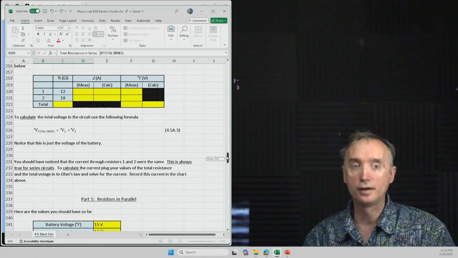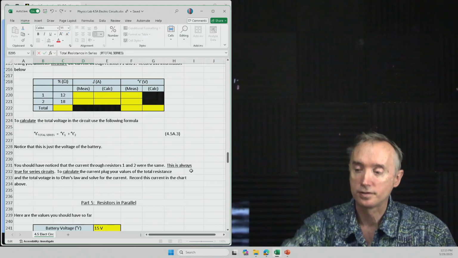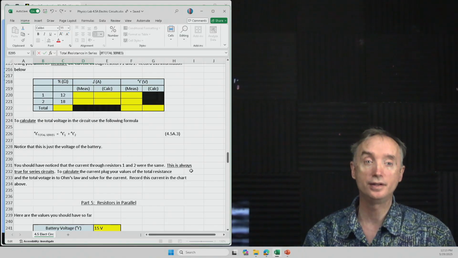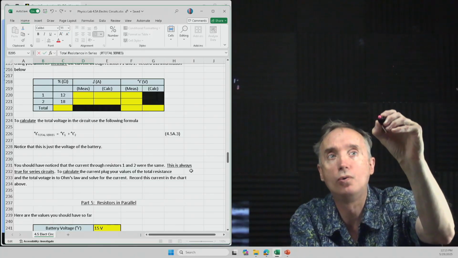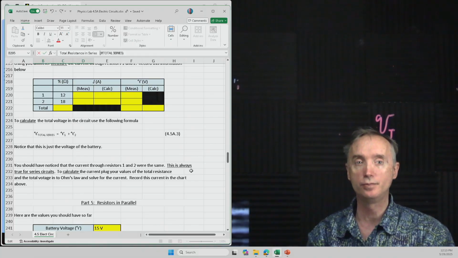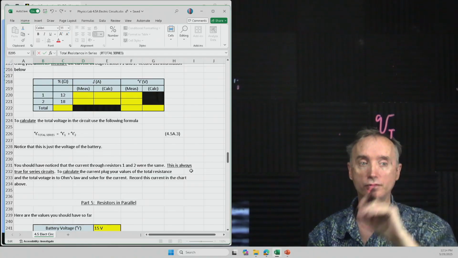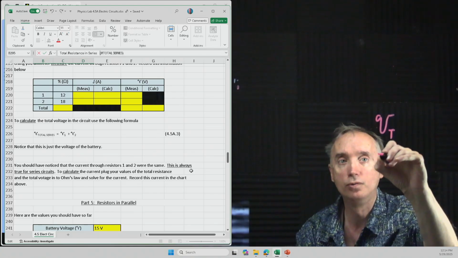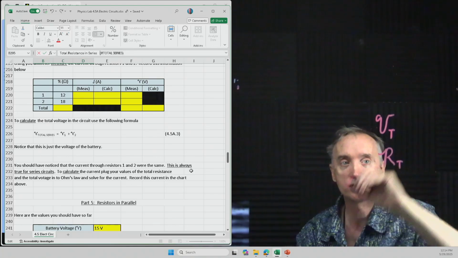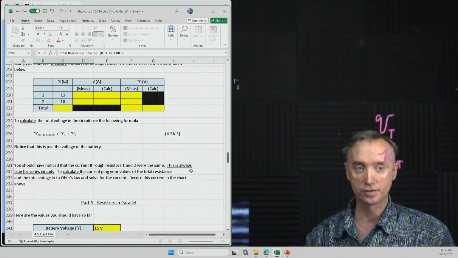All right. Okay, so now we're ready to calculate what the current should be. So we need to calculate the current. So we know what the total voltage is. That's going to be the voltage on the battery, the total voltage. We also know what the total resistance was. So you add the 2 resistors together, that's the total resistance.